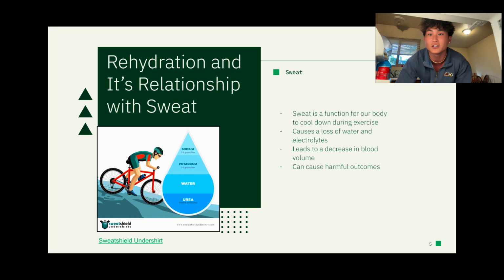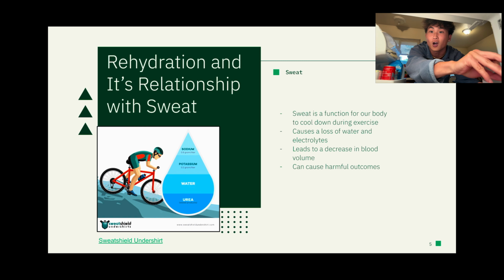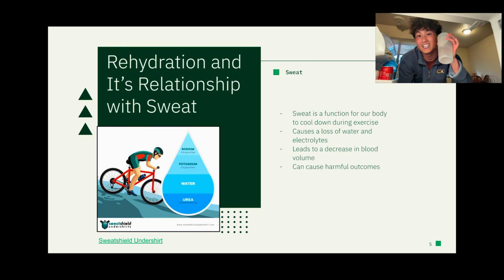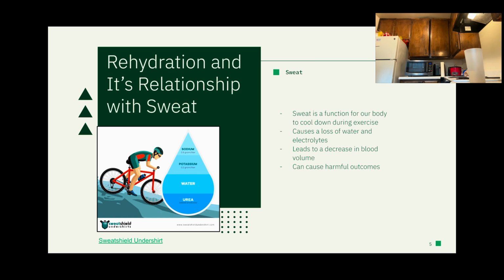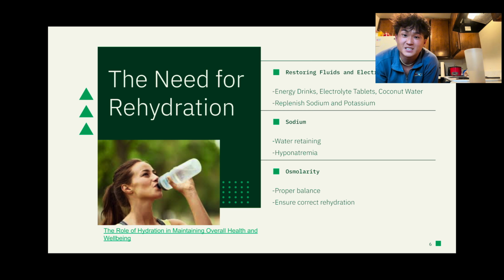As we lose water and electrolytes through sweat, our blood volume decreases, making it harder for the heart to pump oxygen-rich blood to our muscles. This can lead to fatigue, cramps, dizziness, and decreased performance. Rehydration is more than just drinking water. It's about restoring both fluids and electrolytes. Sports drinks, electrolyte tablets, or even coconut water can help replenish sodium and potassium levels.